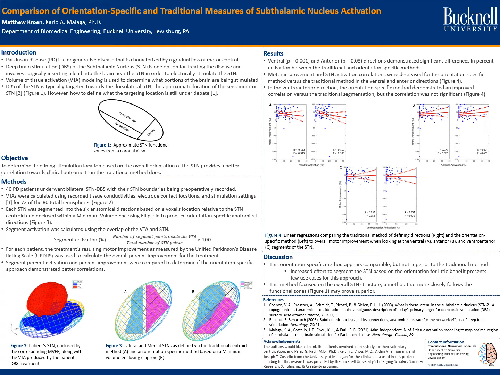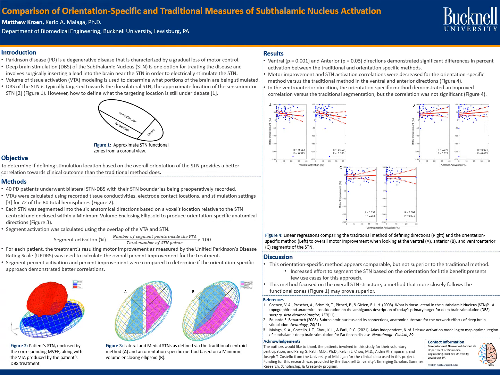For my research, I modeled patient STNs and segmented them into the anatomical directions via two different methods. The traditional approach segments the STN based on points' locations relative to the centroids of the STN. Additionally, I used a new orientation-specific approach, which was meant to more closely match the functional zones of the subthalamic nucleus, and that segmented the STN based on a minimum volume enclosing ellipsoid of the STN. The differences between these two can be seen in Figure 3.